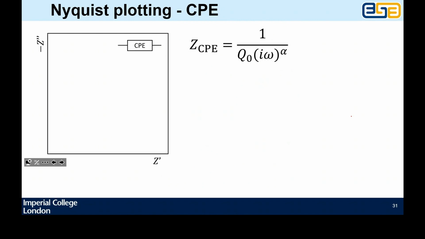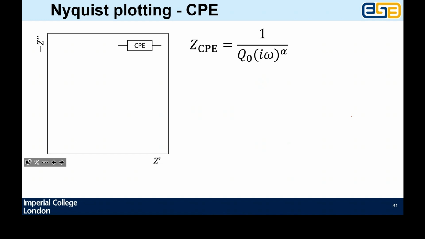This is the analytical expression for the CPE: 1 over some parameter Q times (i omega) to the power of alpha. And when alpha equals 0, it's just a resistor, right? If you set alpha to 0, then anything to the power of 0 is just 1. So 1 over Q naught just becomes 1 over R.